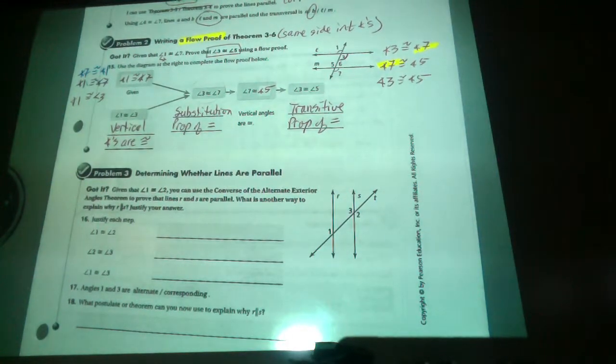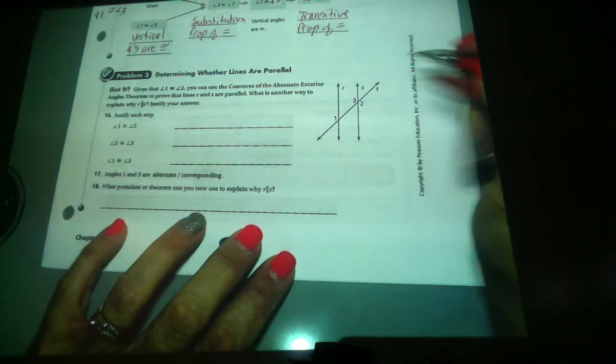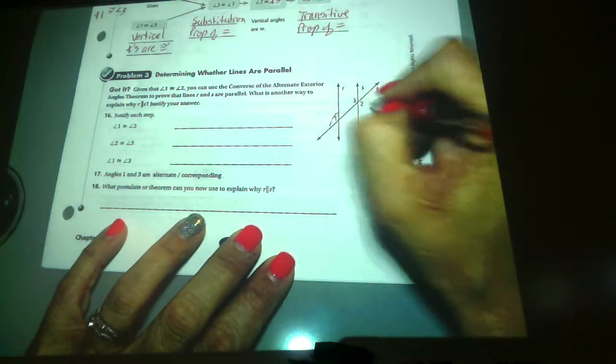All right, so let's look at the last couple problems for 3-3. You're going to determine whether lines are parallel. So in this particular problem, it says you're given that angle 1 is congruent to angle 2. So the first thing I would do, if it's not in your picture, I would mark it up in your picture. Do those angles have a relationship?